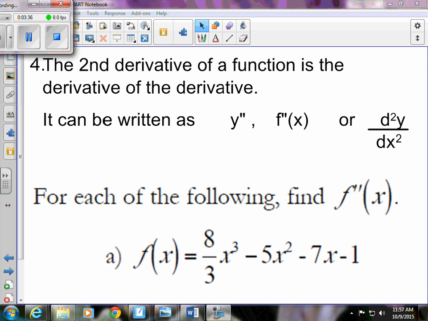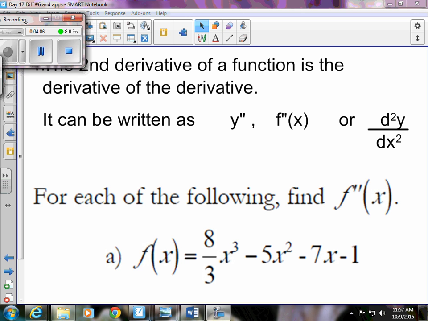Okay. Well, the thing is, you can take the derivative of the derivative, and it's called the second derivative. And the way you write that, if you call your first derivative y prime, the second derivative you can call y double prime. If you call your first derivative f prime of x, the derivative of that is f double prime of x. The third type of notation is a little weird, and I just want to show you where it comes from so it doesn't bug you all year.